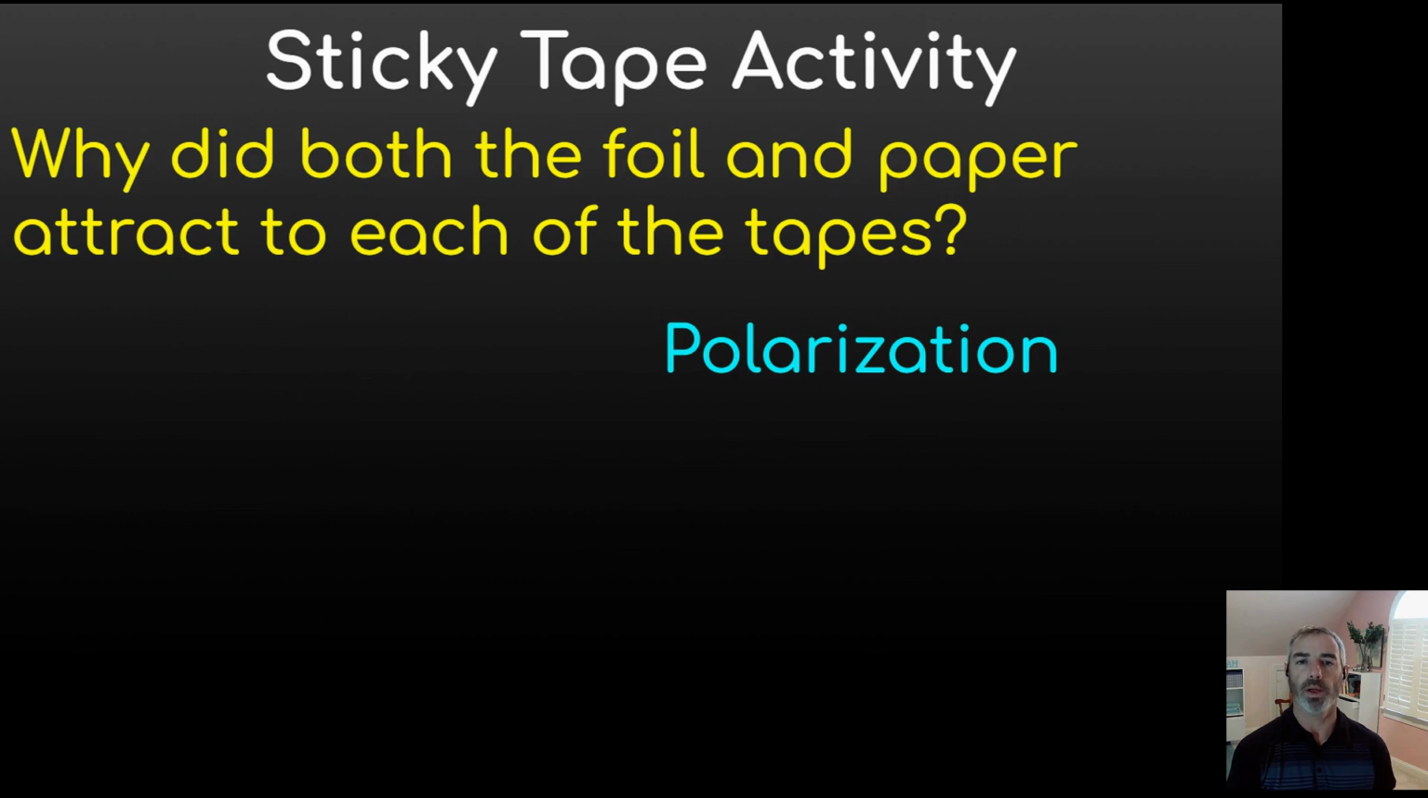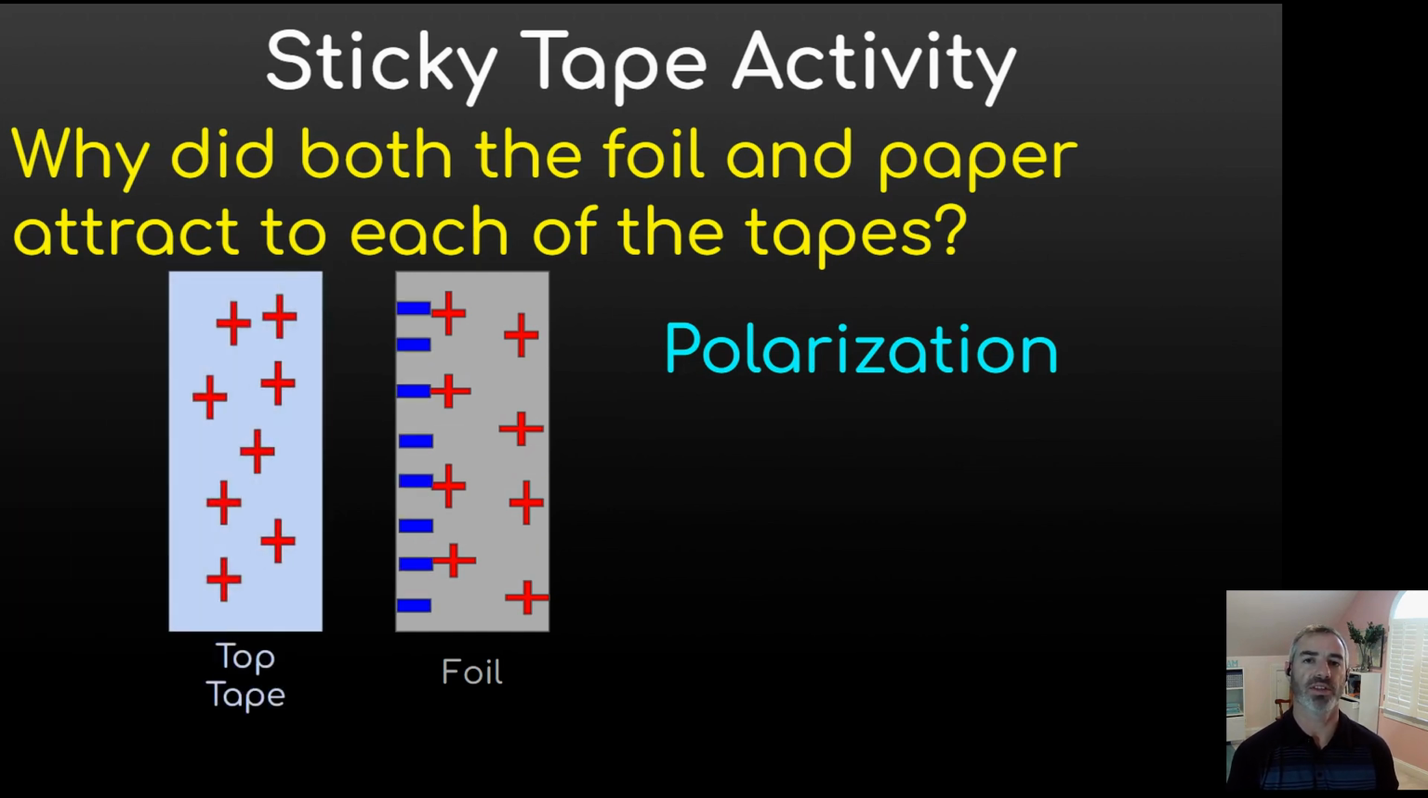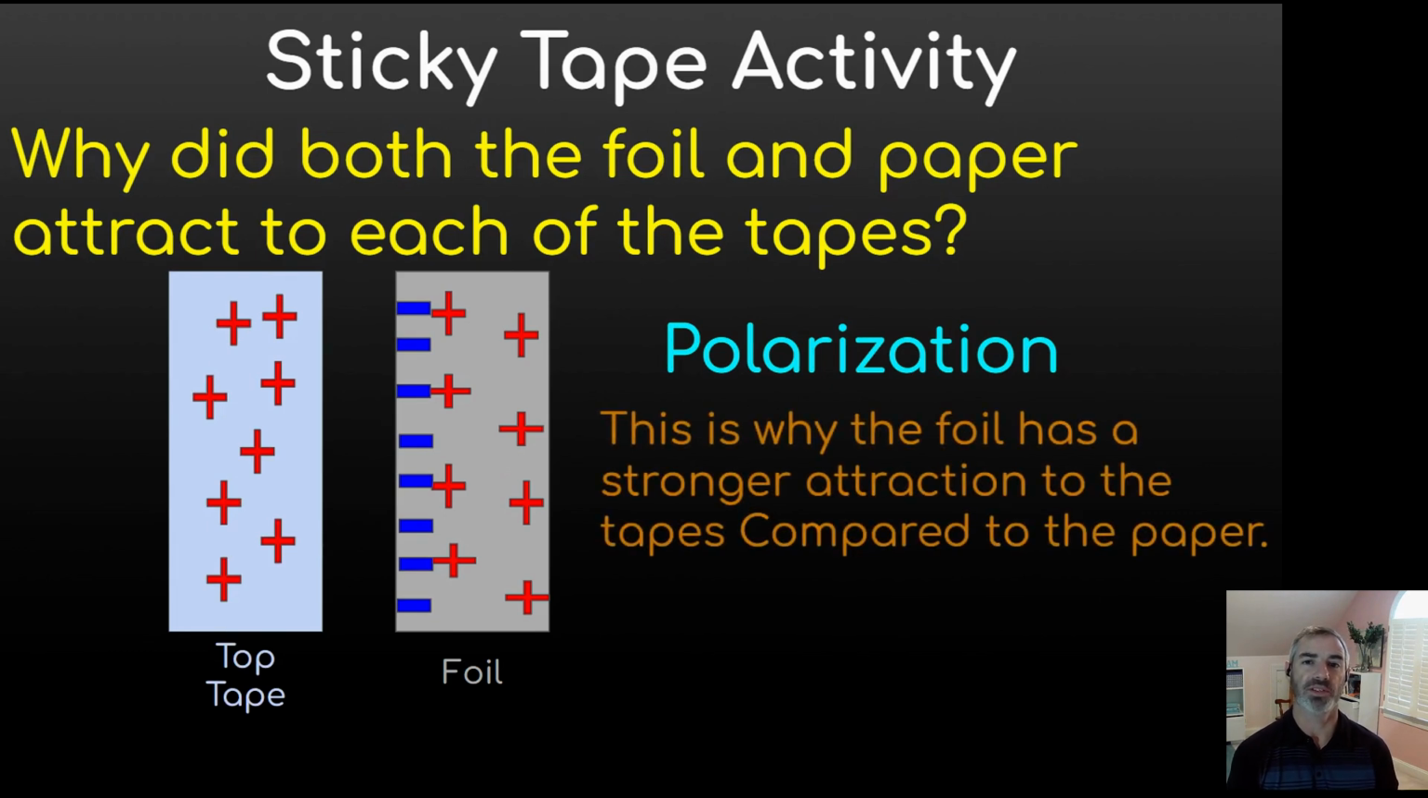Now let's look at the foil. Foil's metal, and the electrons are going to move a little easier in the metal because of the structure of aluminum foil. And if we look at a piece of top tape being brought towards it, you can see that all of those electrons that are free to move are going to move all the way over to the side, which causes that foil to be attracted to the top tape. And this is also why the foil is more attracted to the pieces of tape than the paper was.